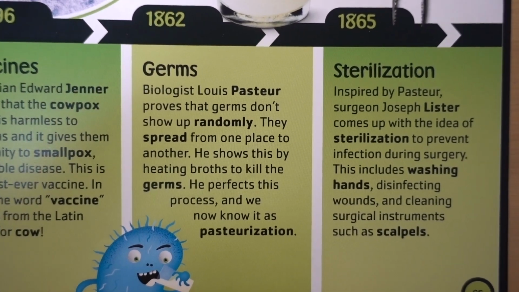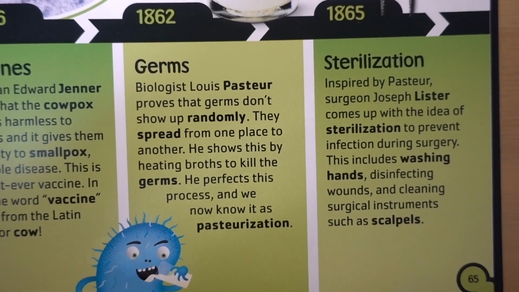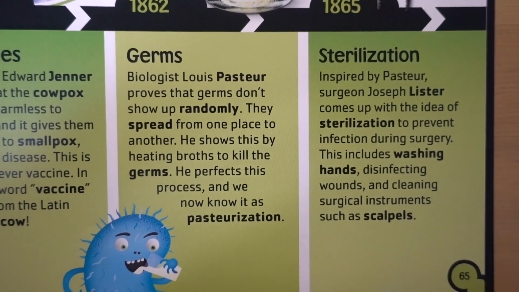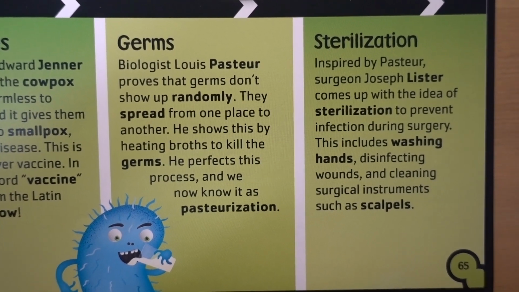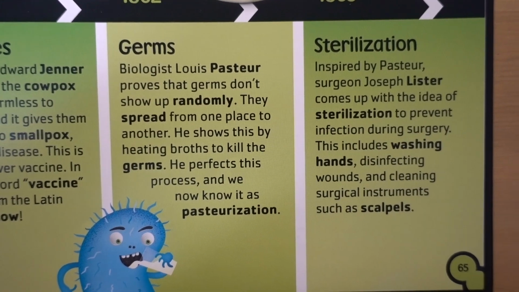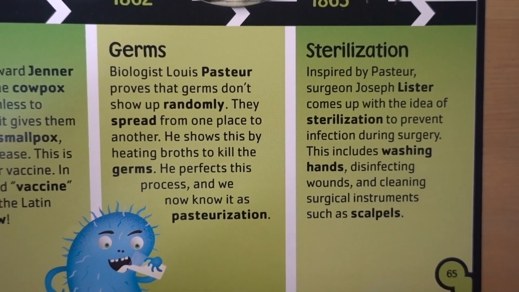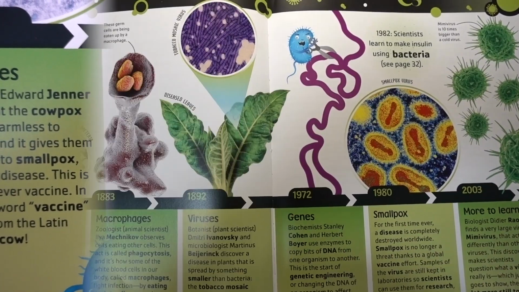1865. Sterilization. Inspired by Pasteur, surgeon Joseph Lister comes up with the idea of sterilization to prevent infection during surgery. This includes washing hands, disinfecting wounds, and cleaning surgical instruments such as scalpels.